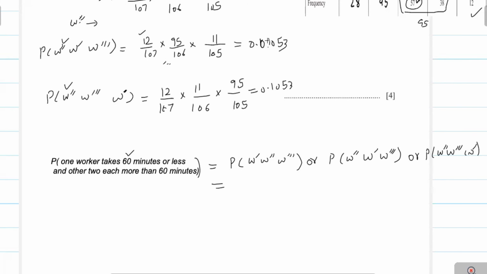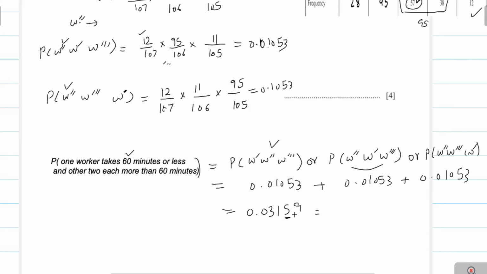Now the probability of W dash, double dash, and triple dash is 0.01053 plus, and this probability will also be 0.01053 plus 0.01053, then this value will be equal to 0.03159. Now the 3 SF value we write is 0.0316, the probability of one worker who takes 60 minutes or less and the other two more than 60 minutes. This is the answer.